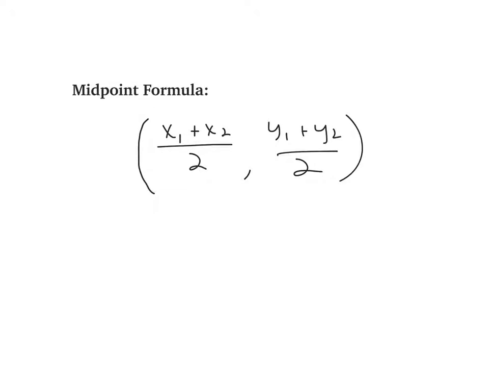Midpoint formula. Did this one in geometry as well. The way you find the midpoint is you just add your x's, divide by 2, and add your y's and divide by 2. That's finding the average. If you add 2 numbers and divide by 2, you're finding the average. And the average of 2 numbers is right in the middle, right in between them. So that's why it works.